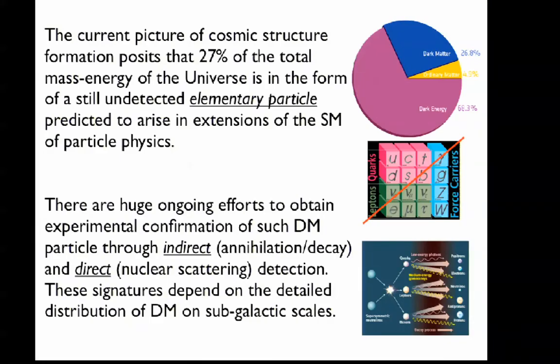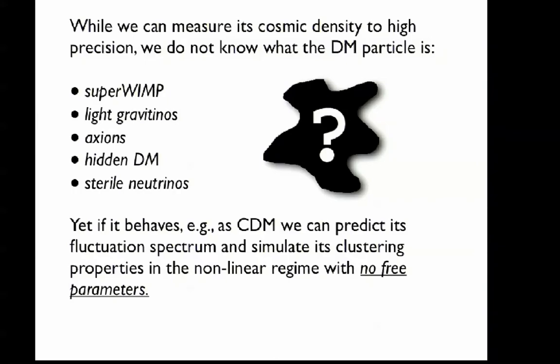So let me start by reminding you that the current picture of cosmic structure formation tells us that about 27% of the total mass energy of the universe is in the form of a still undetected elementary particle, which is predicted to arise in extensions of the standard model of particle physics. There are huge ongoing efforts to obtain experimental confirmation of such dark particles through indirect annihilation and decay processes and direct nuclear scattering detections. And this signature depends on the detailed distribution of dark matter on subgalactic scales that is extremely poorly known.